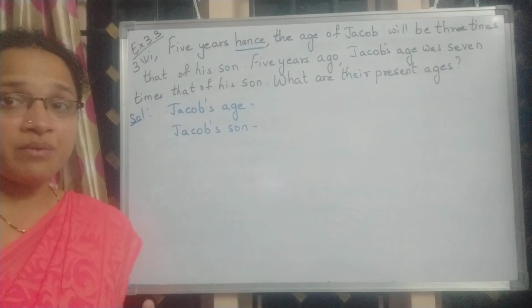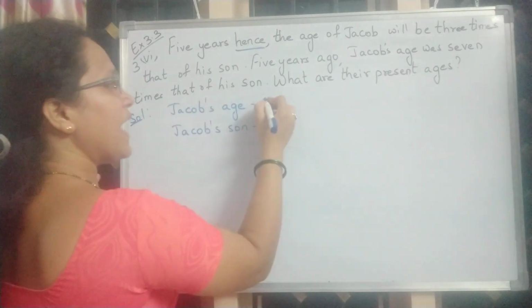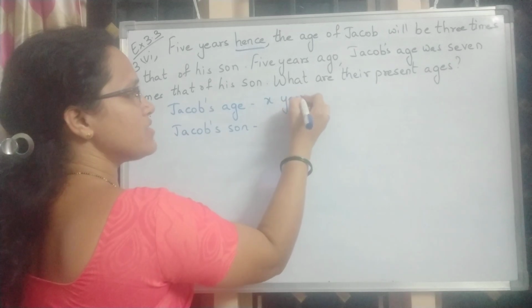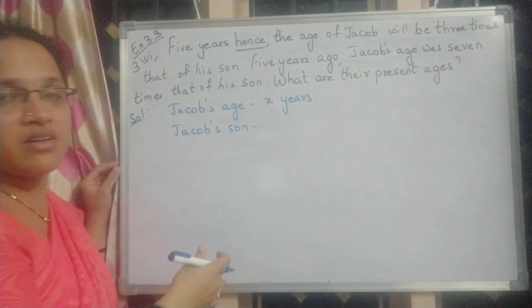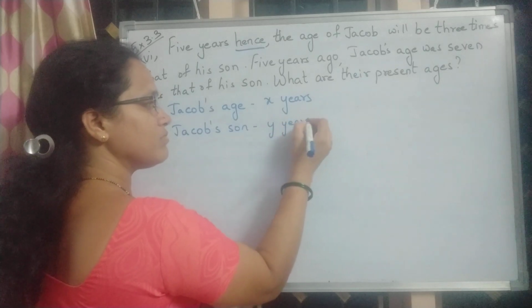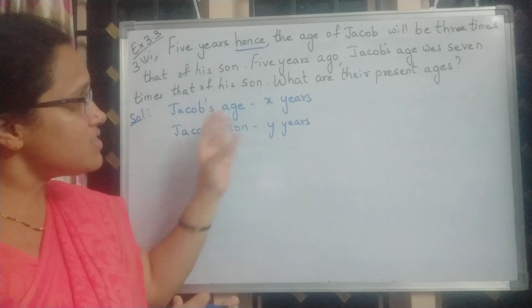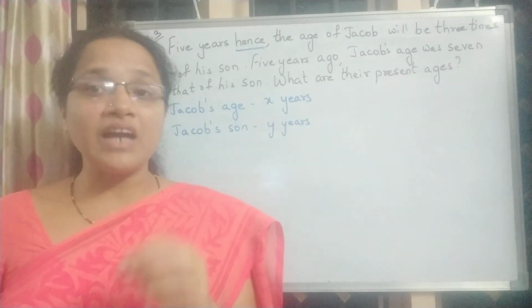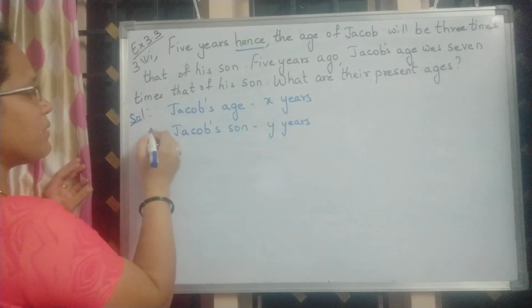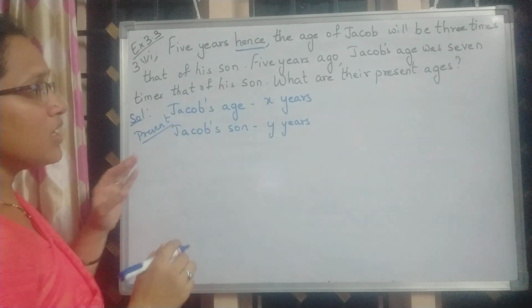Now first give them a variable. Let Jacob's age be X years, because that's a number, no? We measure it in years. So Jacob's son's age will be Y years. Okay, let them be two variables. Now, what are this X and Y? That you should understand: this is nothing but the present age, children.